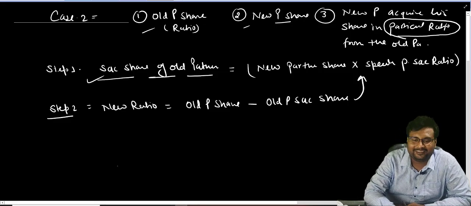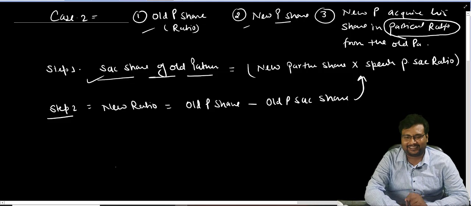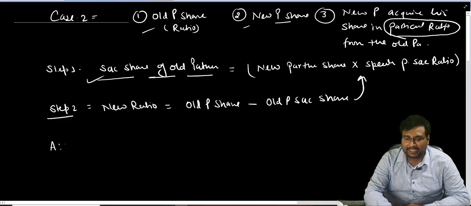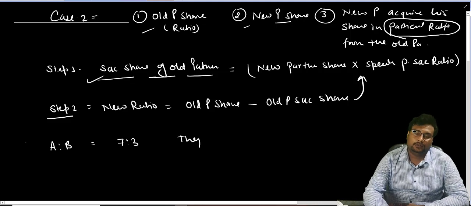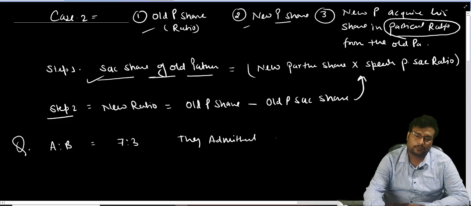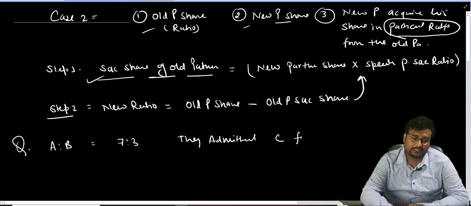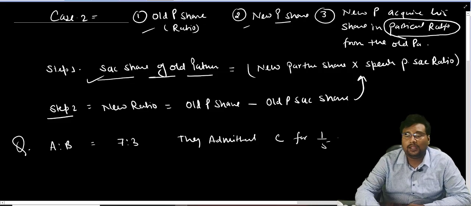The old partner sacrificing share can be found by this formula. So let's understand this concept by solving a simple question. The question is like this: A and B are partners in the ratio 7:3. They admitted C for 1/5 share.